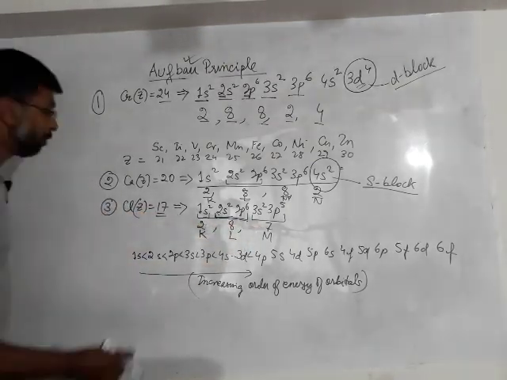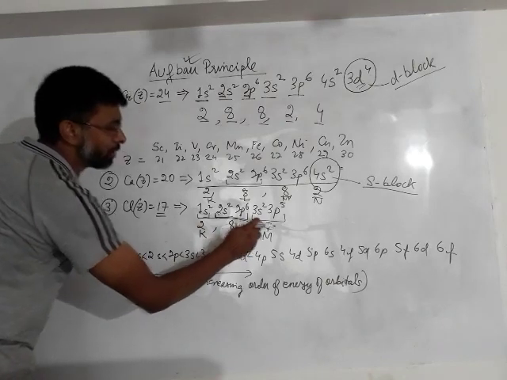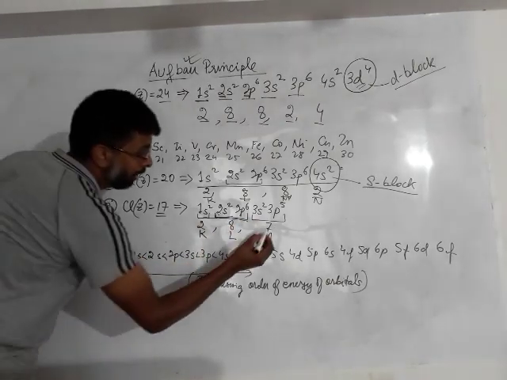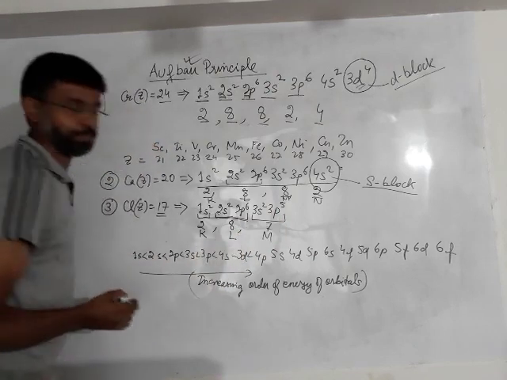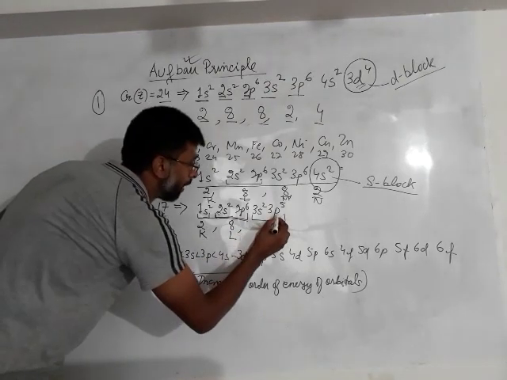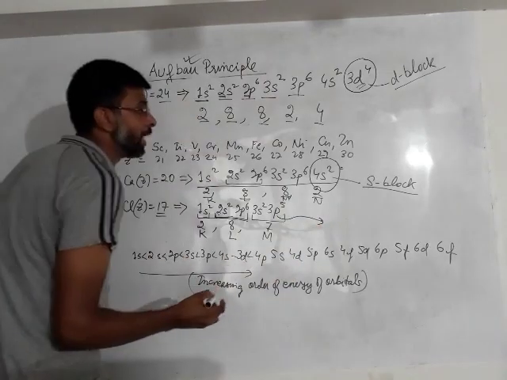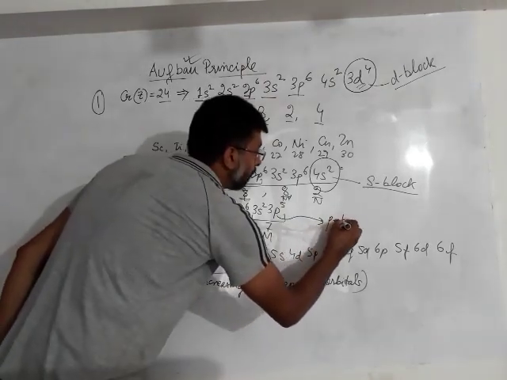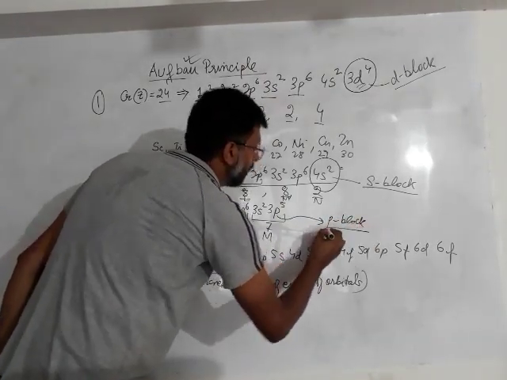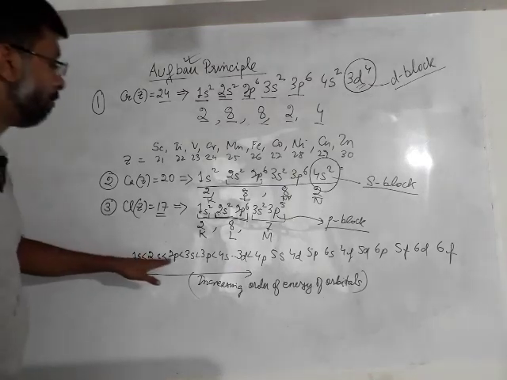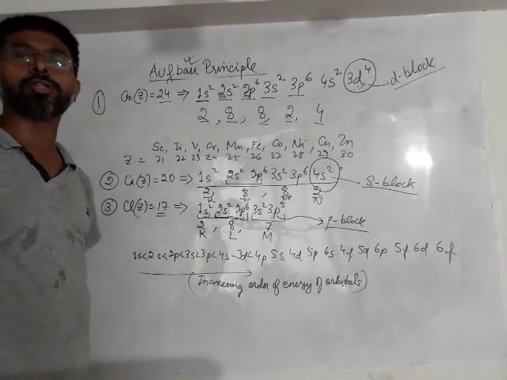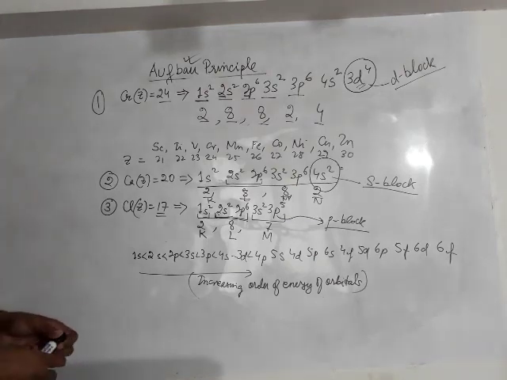Chlorine is a halogen, and it has 7 electrons in its valence shell. The last subshell is a p orbital. That is why chlorine belongs to the p block of the periodic table. So I hope, my dear students, you have understood how to write the electronic configuration of elements using the Aufbau principle and keeping in mind the concept of Hund's rule of maximum multiplicity.